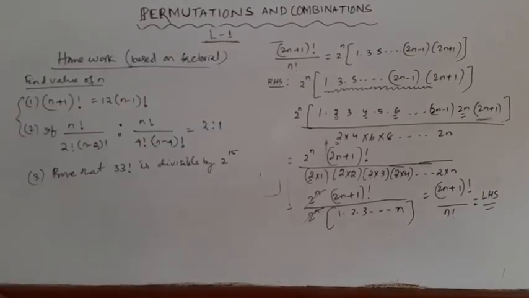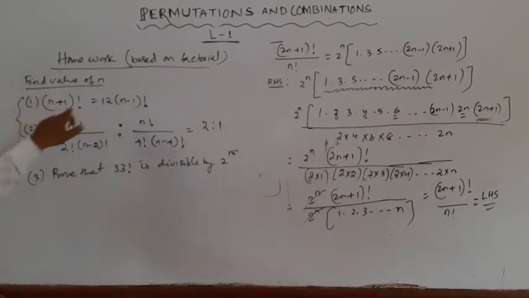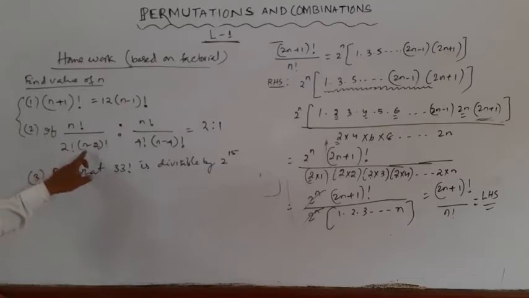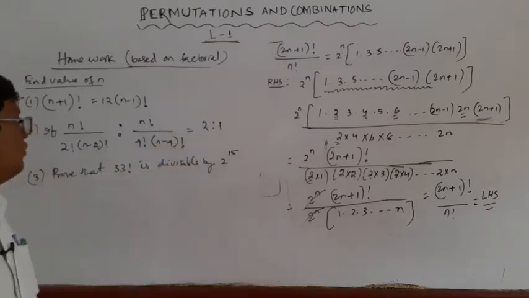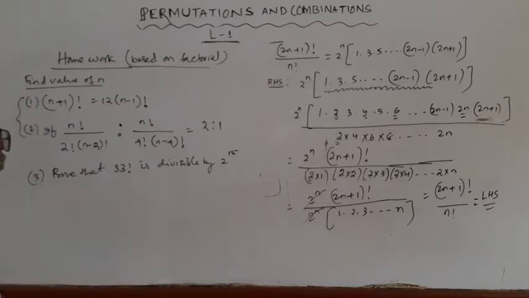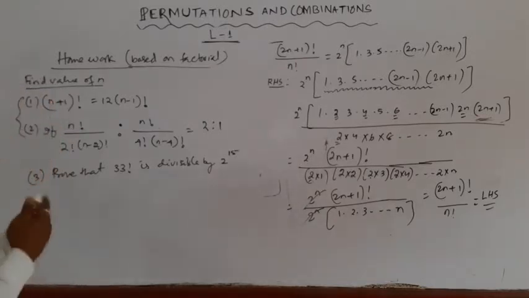This is homework for you based on the factorial. Find the value of n if (n+1)! = 12 × (n−1)!. If n!/(2!(n−2)!) : n!/(4!(n−4)!) = 2 : 1, find the value, then n is equal to dash. Prove that 33! is divisible by 2^15. This is homework for you, based on factorial.